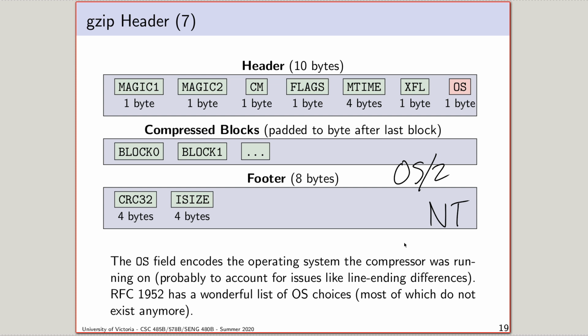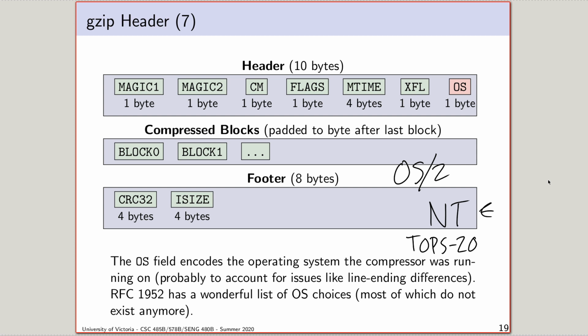Option 7 is Macintosh, but not modern Macs, because modern Macs are actually Unix machines. This is the old Mac OS. Option 8 is Z system, okay. Option 9 is CP/M, also gone. Option 10 is something called TOPS 20, all caps. Option 11 is NTFS, also Windows NT. Option 12 is QDOS, and option 13 is something called Acorn RISC OS. Those are the only options. Hard to tell what to do with that.